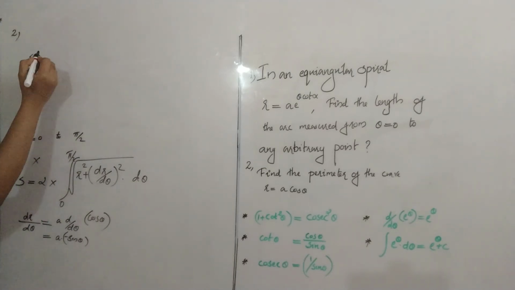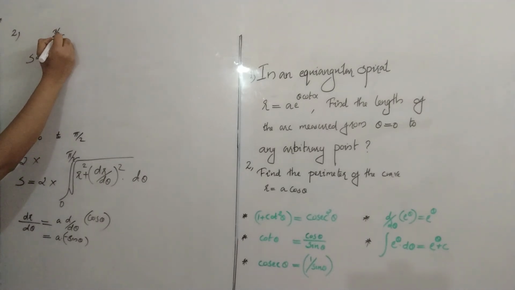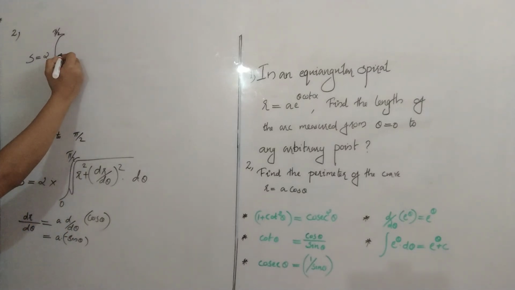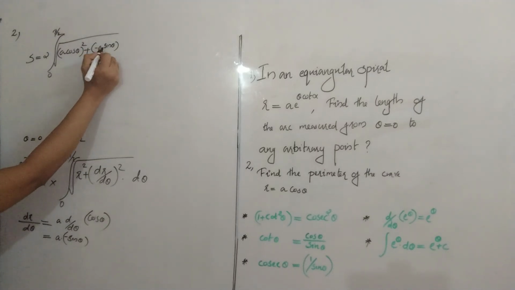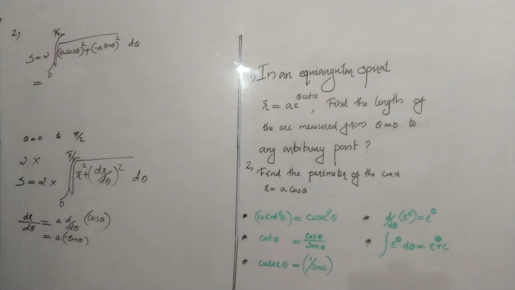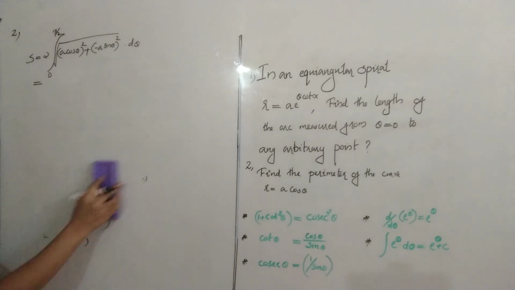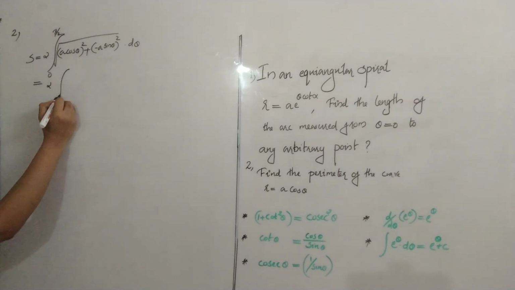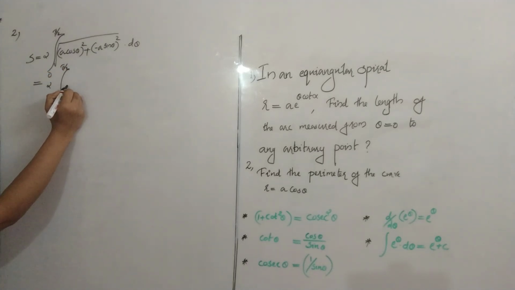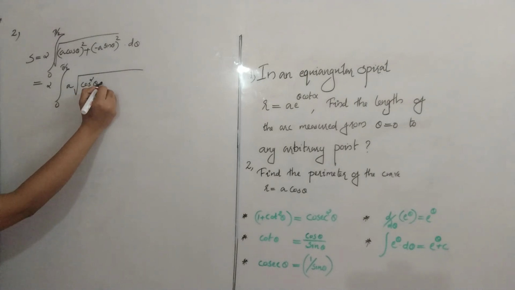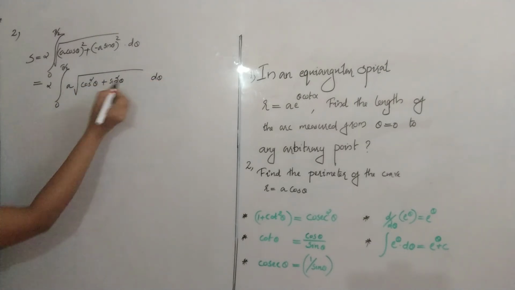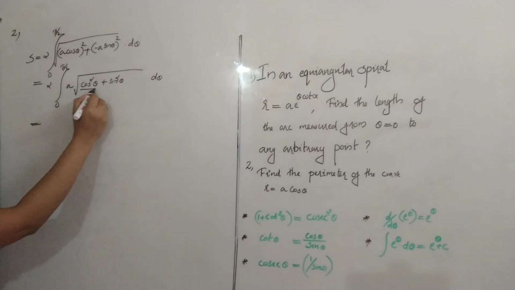Then S is equal to 2 into integral of 0 to pi by 2 root of r square, that is a cos theta square, plus dr by d theta square, that is minus a sin theta square, into d theta, is equal to 2 times integral of 0 to pi by 2, a is common, take it outside, the remaining term is a into root of cos square theta plus sin square theta into d theta, and cos square theta plus sin square theta is 1.